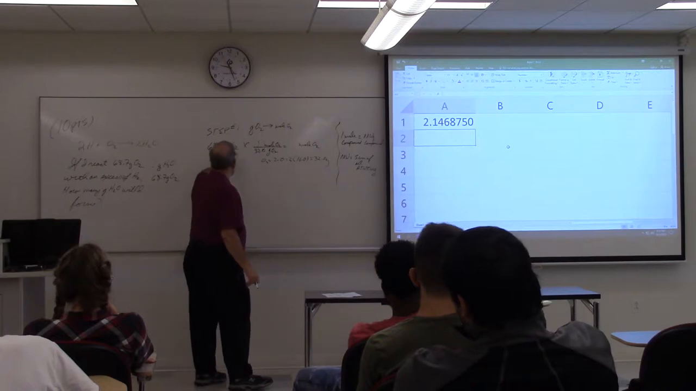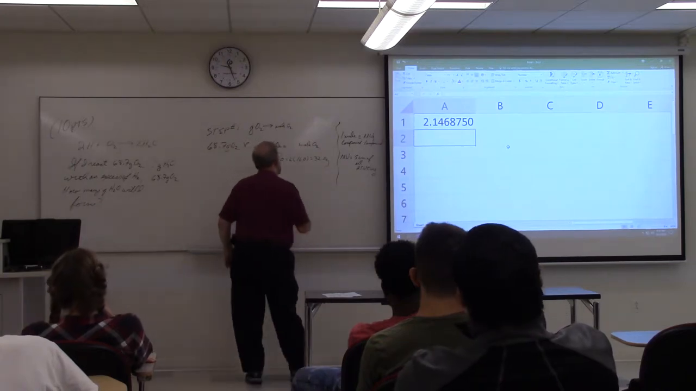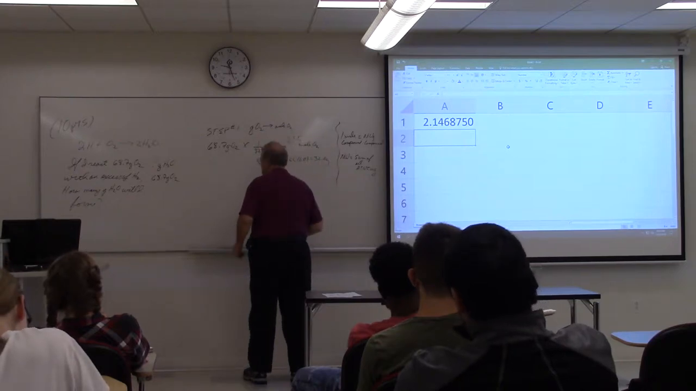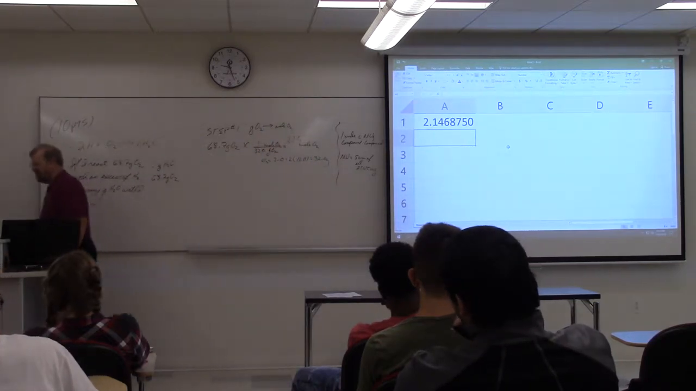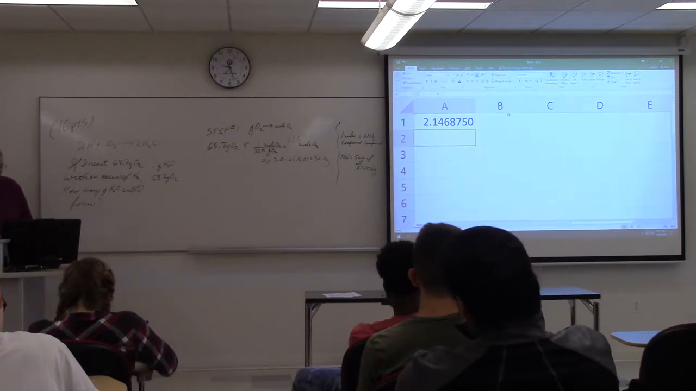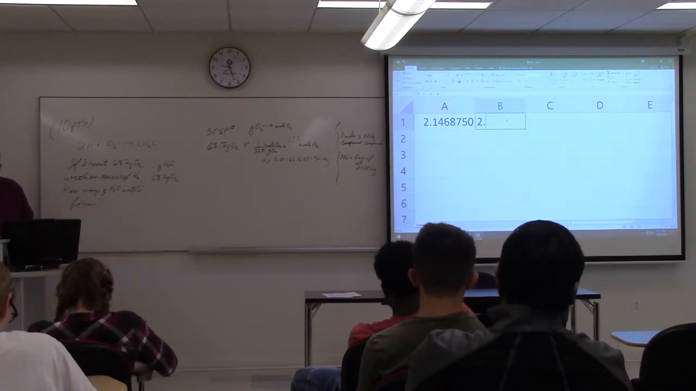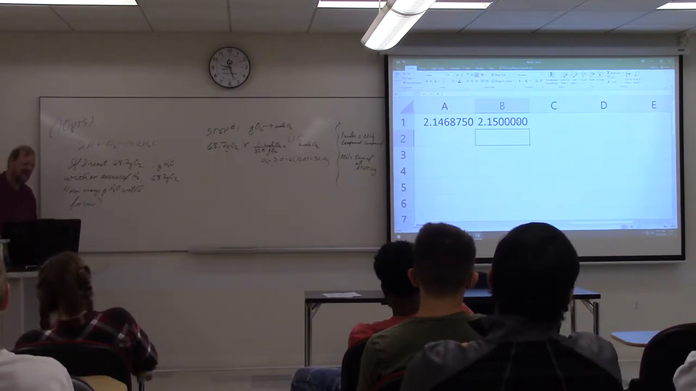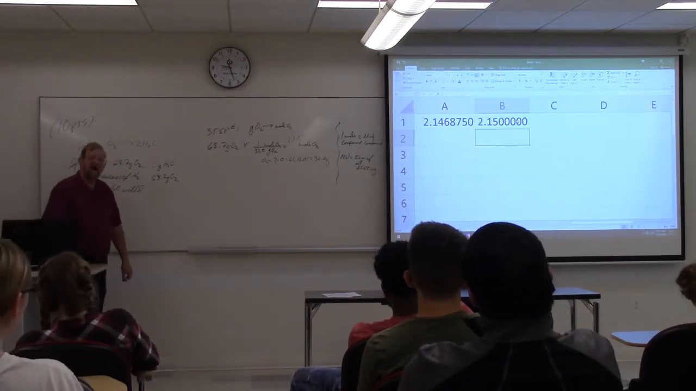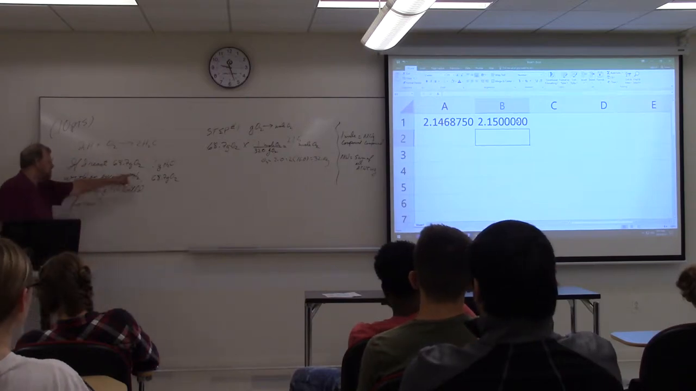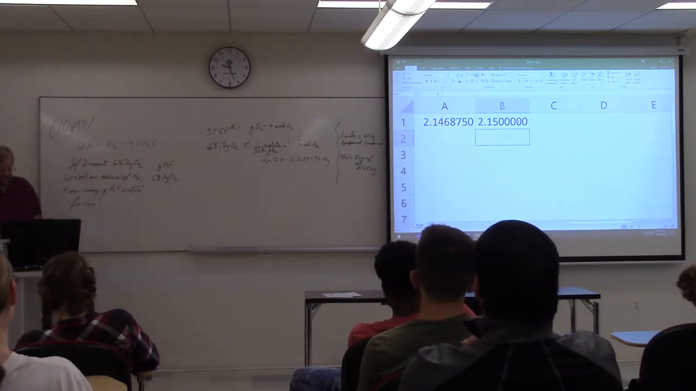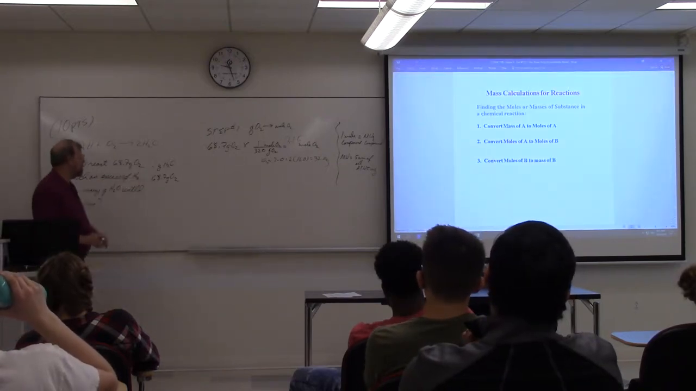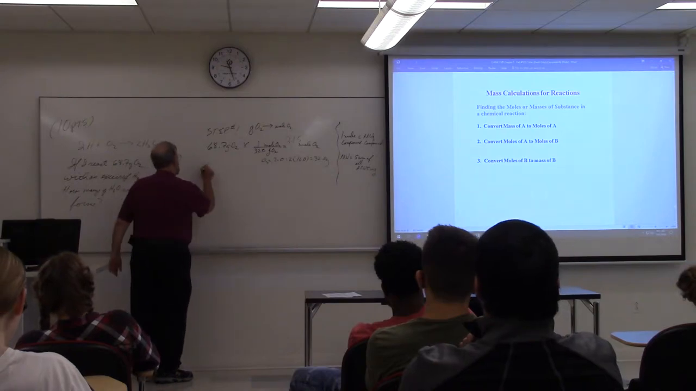So round that off to 2.15 moles. And when I do this at home in a spreadsheet, I do the following: forget about the zeros at the end, I'll keep the number going. Now, are we done? No. We're trying to get to grams of water. So now we have to do step two.